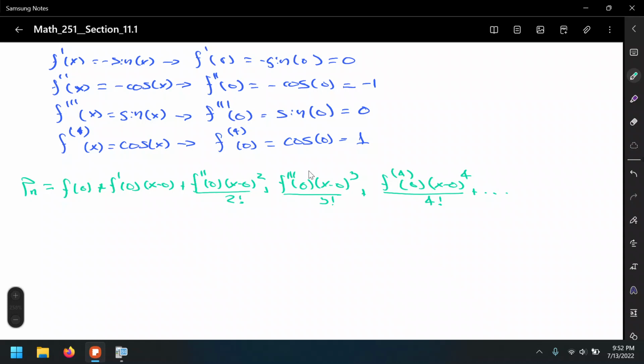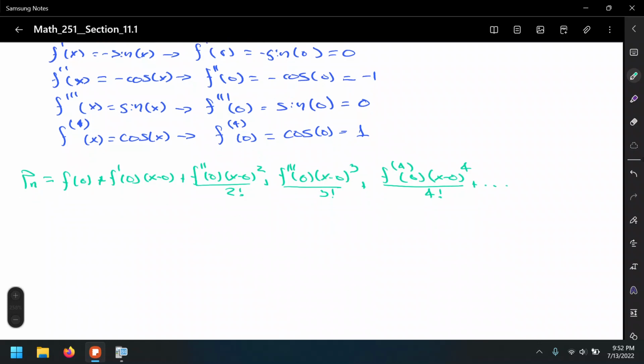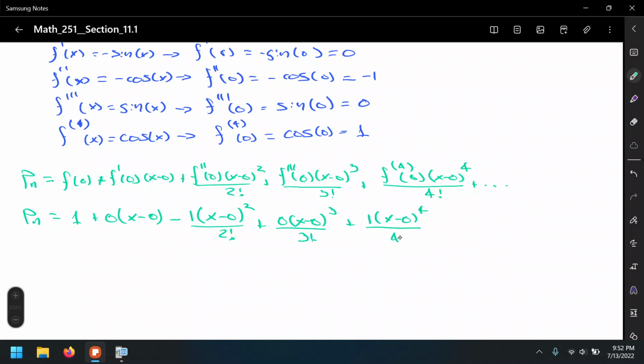So in this case, let's evaluate up to the fourth derivative. So P sub n equals f of 0, which is 1, plus the first derivative evaluated at 0, which was 0, times x minus 0, and then minus 1, because the second derivative at 0 is negative 1, times x minus 0 squared over 2 factorial, plus triple prime evaluated at 0, which is 0, times x minus 0 cubed over 3 factorial, plus quadruple prime evaluated at 0, which is 1, times x minus 0 to the 4th power over 4 factorial, minus dot dot dot, that goes on forever in this case, right?